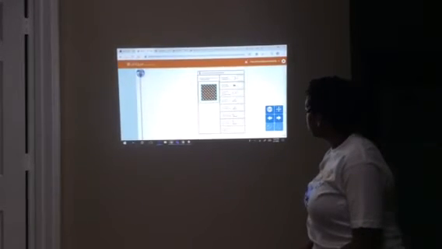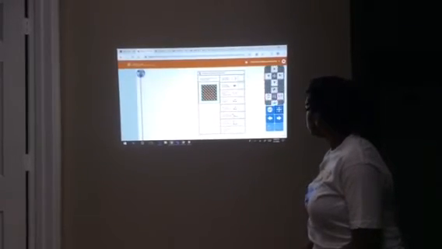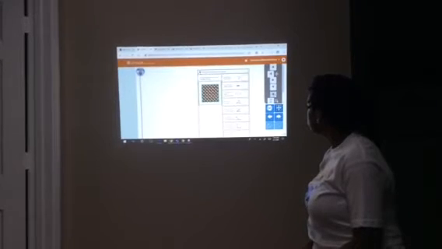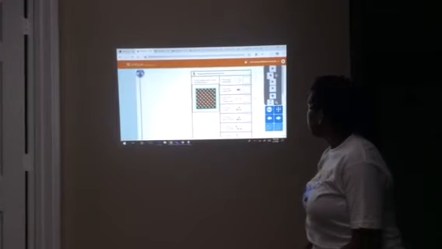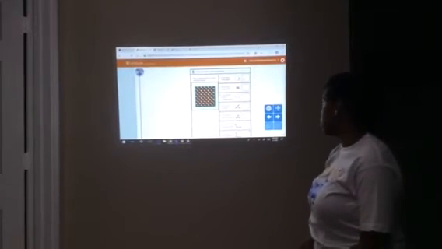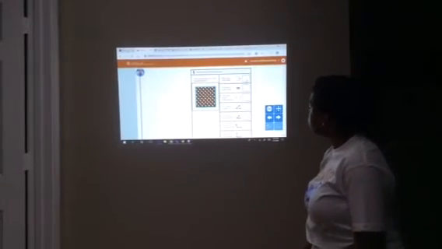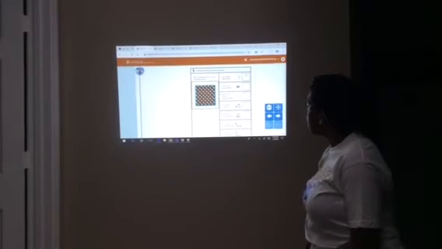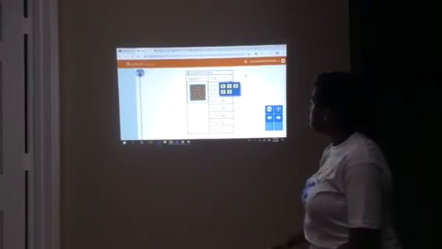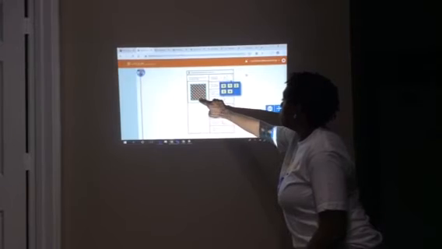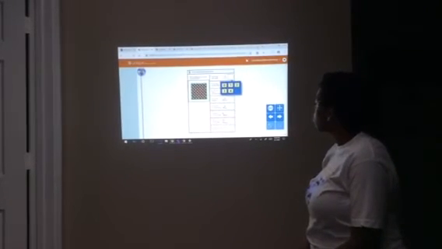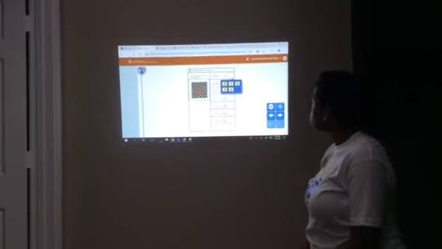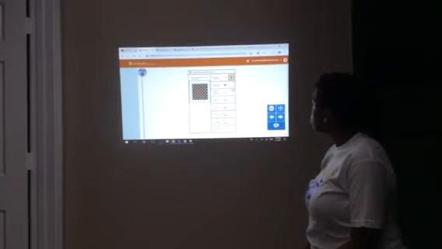Then it says how many. Let me zoom in. It's too small. How many total sides? Okay, this is for the rest of the group. How many total sides? So let's count. 1, 2, 3, 4. Let's try 4. 4.